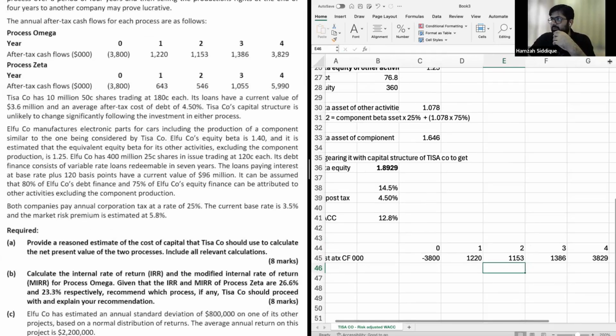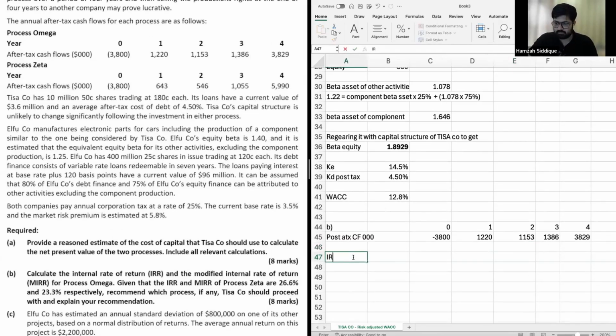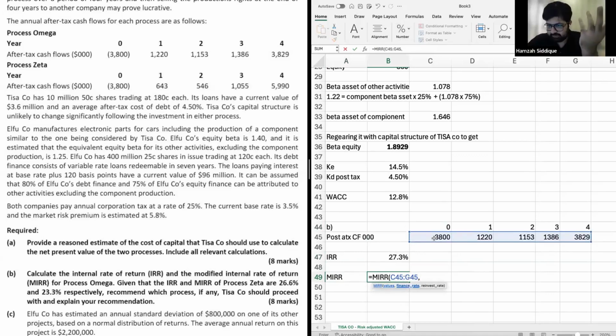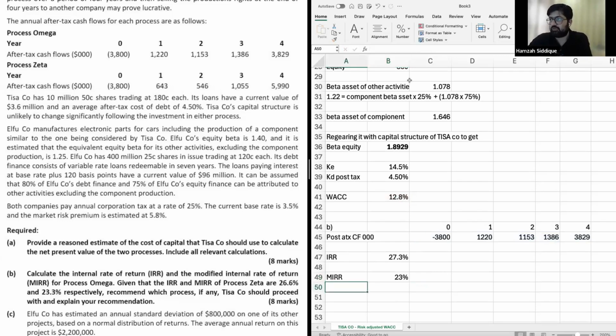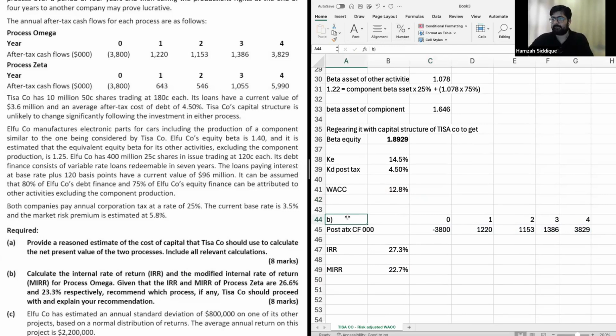Okay, now they say IRR and MIRR. So first of all, IRR. IRR. MIRR. Now, WACC is both the rates. Investment rate as well as discount rate is the same. WACC we calculated for these processes. It is 23%, 22.7%. Process omega.